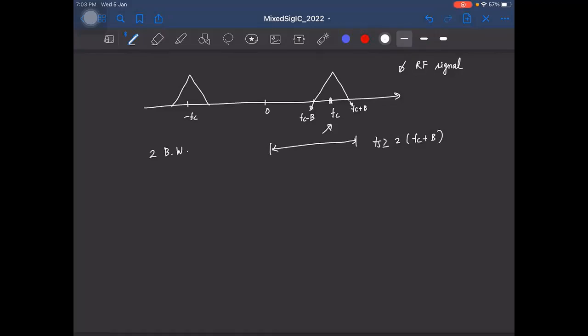But actually, if you think about it, we are not interested in the whole range from 0 to Fc plus B, right? This part is the actual signal, the information that is of interest to us. So in an RF receiver, we usually do a mixing operation and down convert this signal back to DC, and then we sample it and digitize it. Of course, before sampling we do anti-alias filtering and then sample it. Okay, so the question is, let me draw this down.